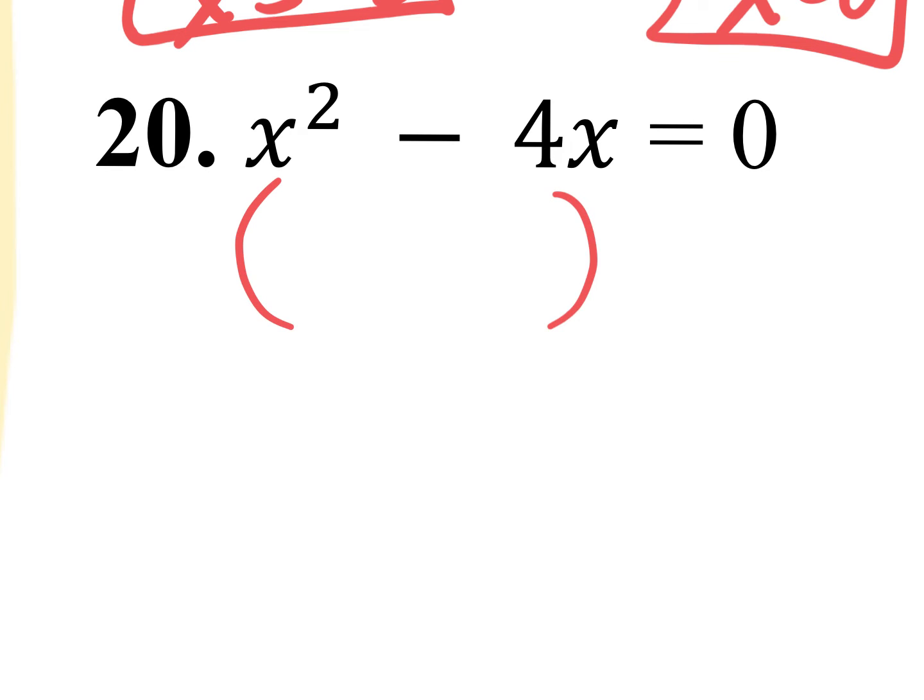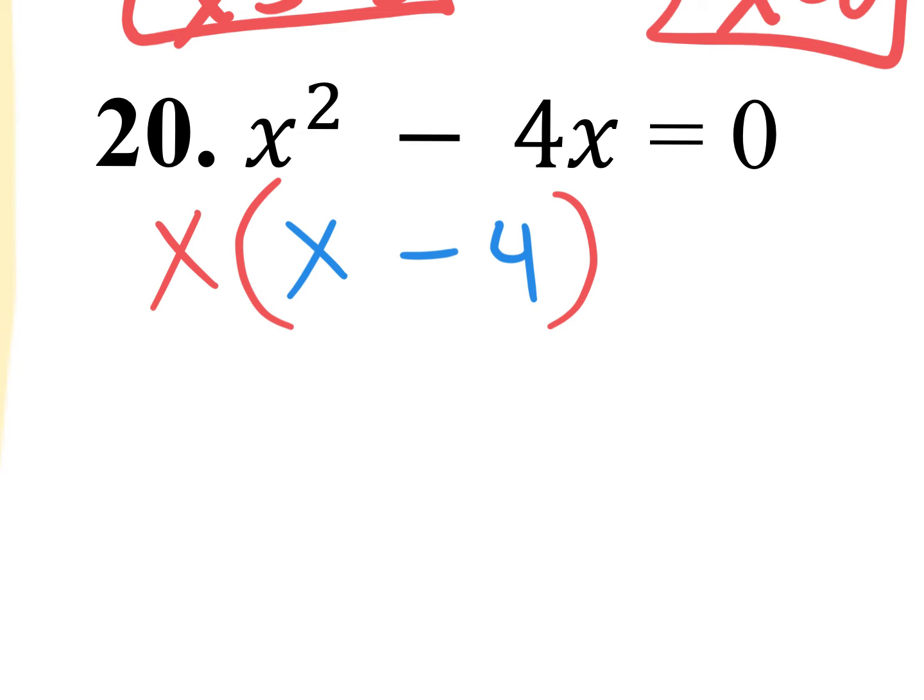What is the GCF? X, right? What would be left over on the inside if you pull out an x? Well, what would be left over right here? If you pull out one of these x's, what would be left over? Just an x by itself. And then x times what would give you the negative 4x? The negative 4, right? Okay, so I have factored out the x.